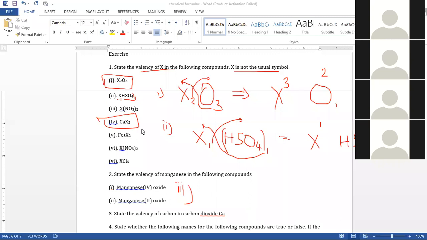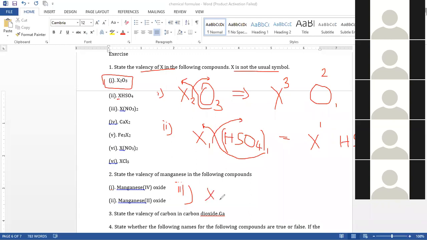Okay, we have X nitrate. I need us to check our notes. What is the valency of a nitrate? Because we need to first remember that before we start doing this number, we need to first identify the radical. Valency of a nitrate is 1. Thank you. Perfect. So we have X and nitrate, but we now know from our table that the valency of a nitrate is 1. So let's keep it in our minds.